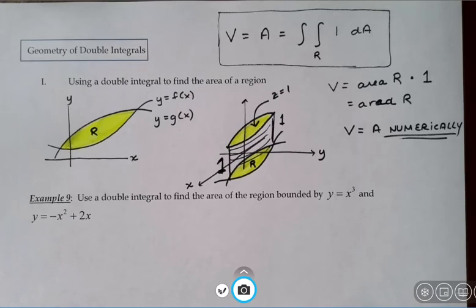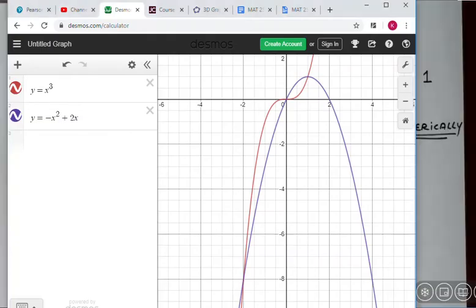Let me find that again. There we go. I've actually graphed them on Desmos. You can graph them on your calculator as well, of course. And what you can see here is our x cubed curve in red, and then our minus x squared plus 2x curve in blue.